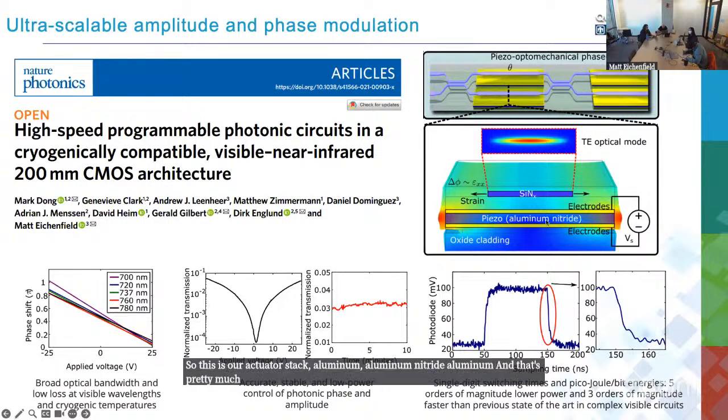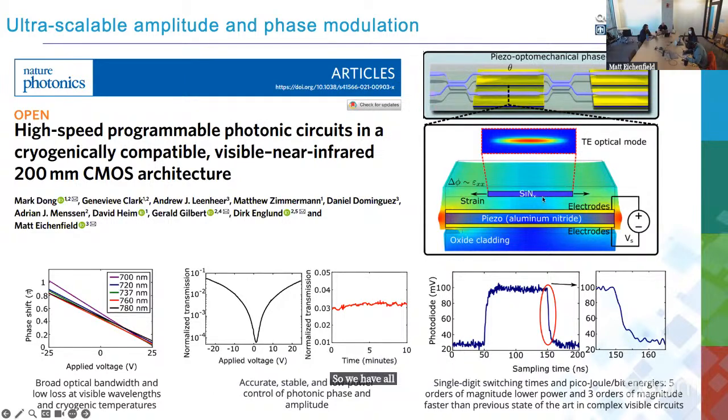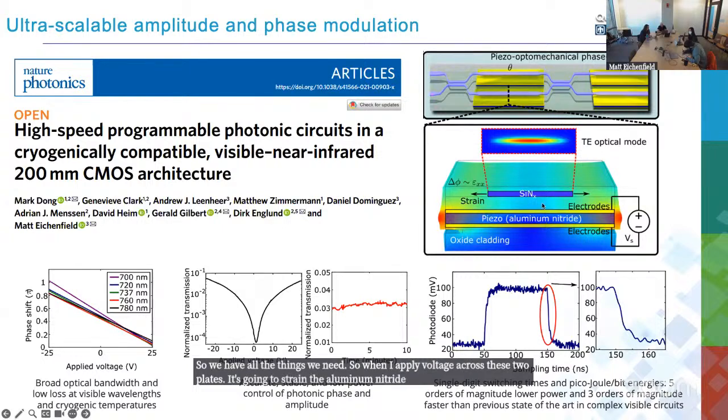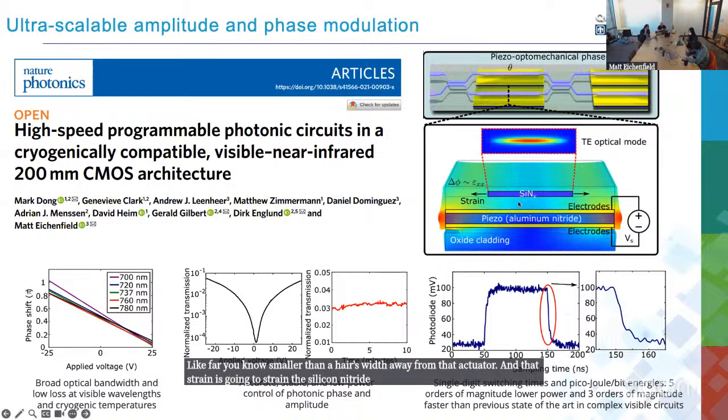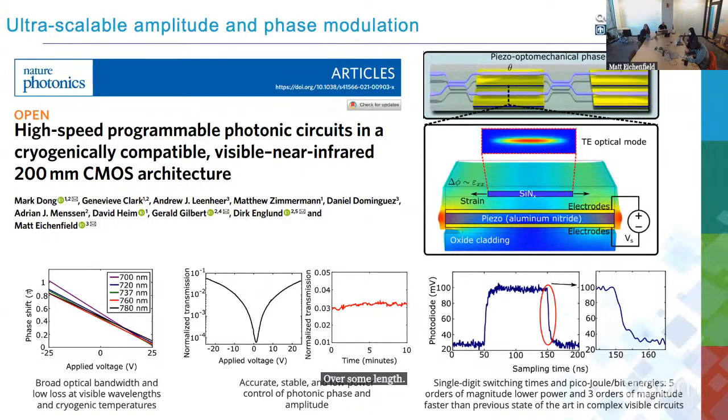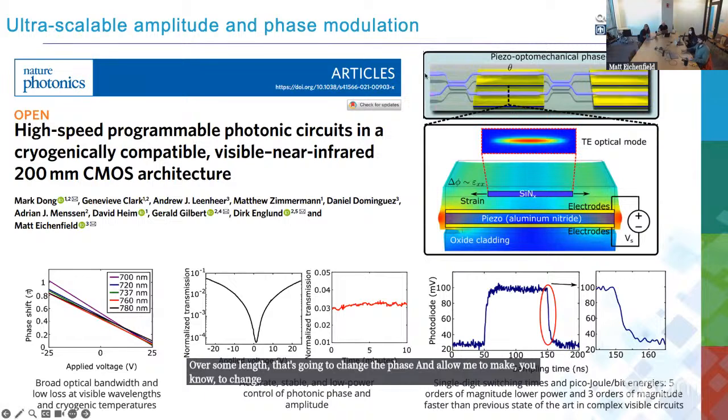So we have all the things we need. When I apply voltage across these two plates, it's going to strain the aluminum nitride. The strain of the aluminum nitride is going to couple to strain in the silicon nitride and silicon dioxide, because they're sitting far smaller than a hair's width away from that actuator. And that strain is going to strain the silicon nitride, and that strain in the silicon nitride is going to change the speed of light. Over some length, that's going to change the phase.